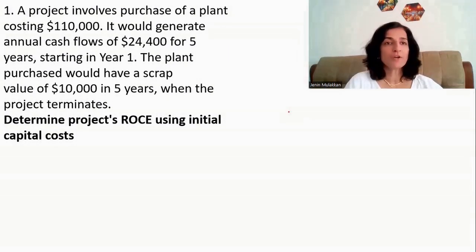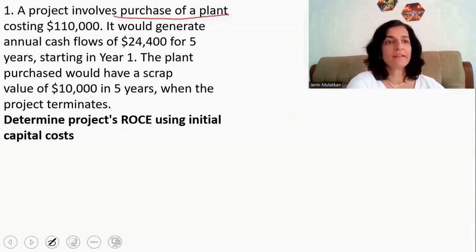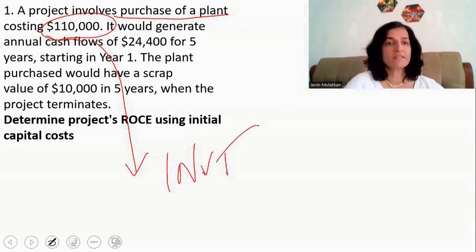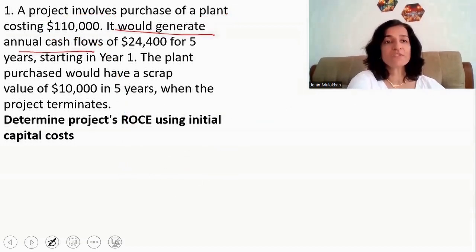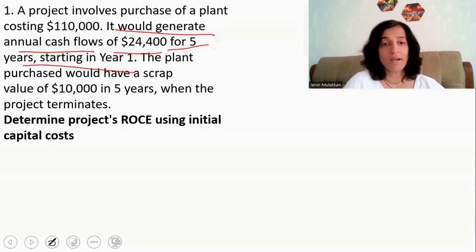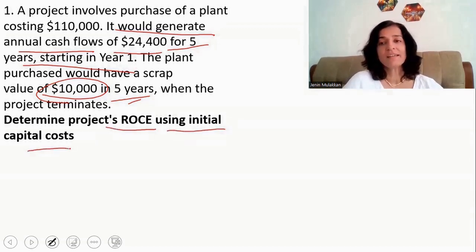Question number 1. A project involves purchase of a plant costing $110,000. So this is the initial investment. It would generate annual cash flows of $24,400 for 5 years starting in year 1. The plant purchased would have a scrap value of $10,000 in 5 years' time when the project terminates. Determine the project's return on capital employed using initial capital cost.